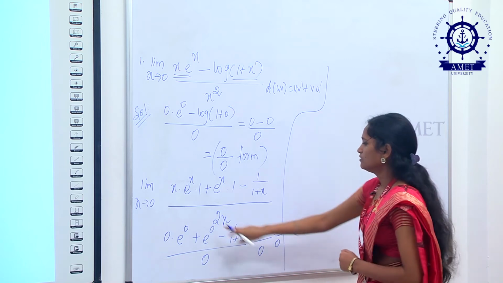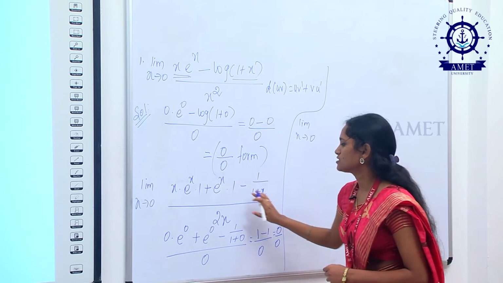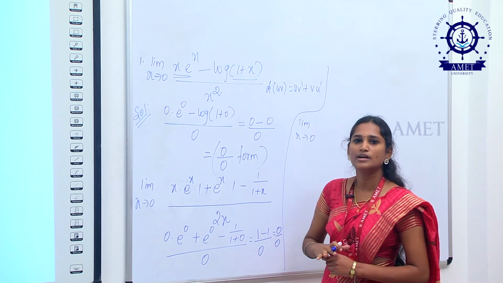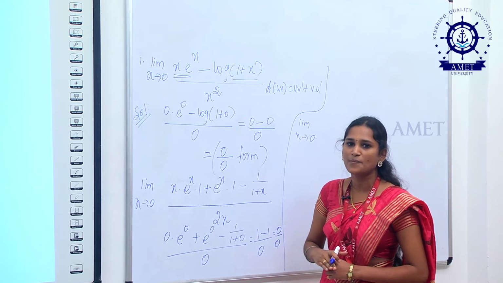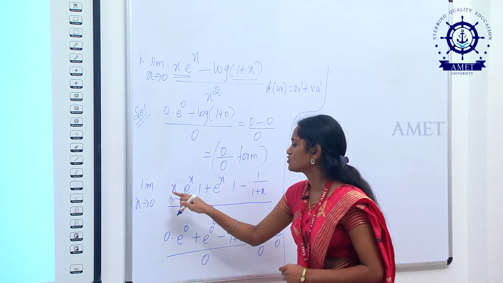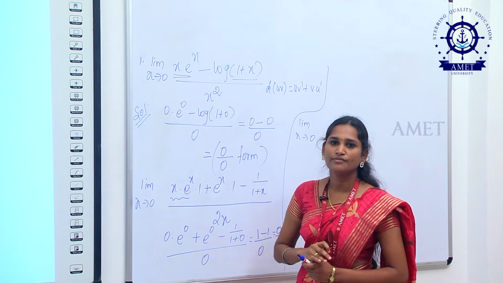So first, the limit as x tends to 0. This is the one time L'Hospital rule is applied. For this function, you have to differentiate the numerator and denominator separately. So what is the first term? Here it is also a product of two functions, so again we use the product rule.